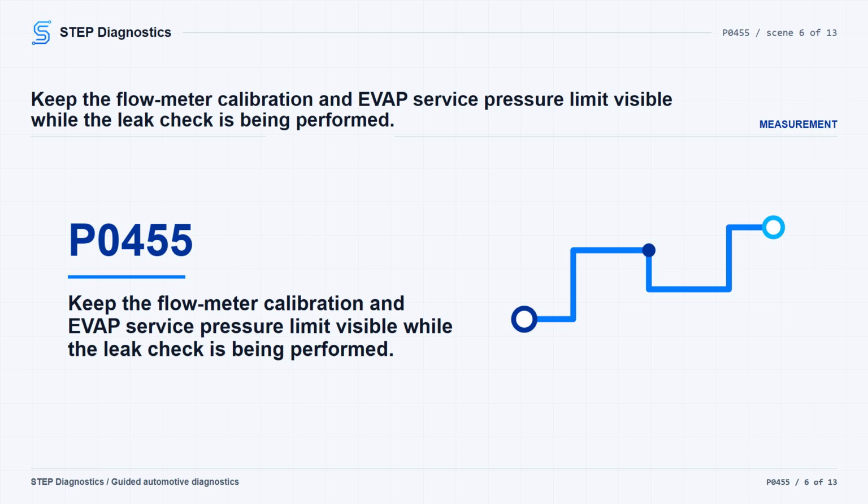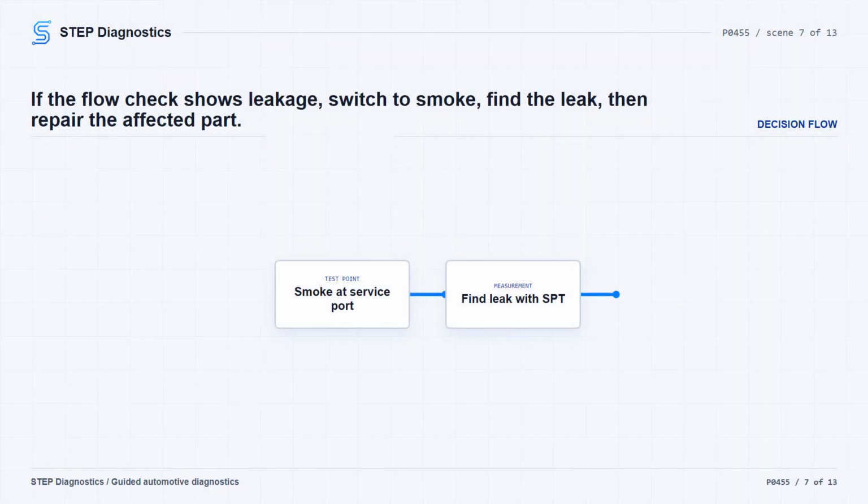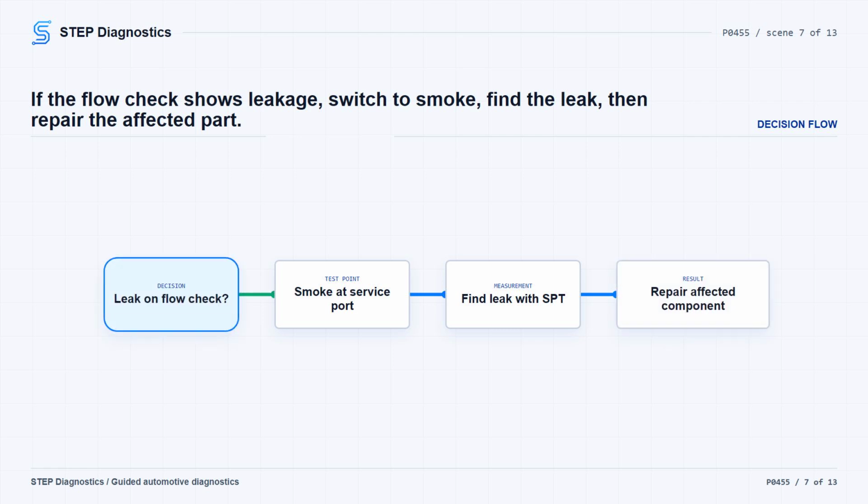Keep the service pressure under control during EVAP work. Test pressure must not exceed 13 in H2O, 0.5 psi, because too much pressure can make components behave inaccurately. If the flow check shows a leak, apply smoke to the EVAP system at the service access port adapter with the GE41413A. Then, locate the leak with the GE41413 SPT.